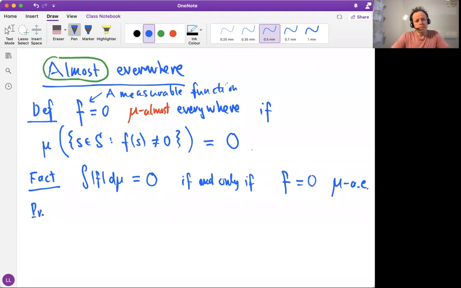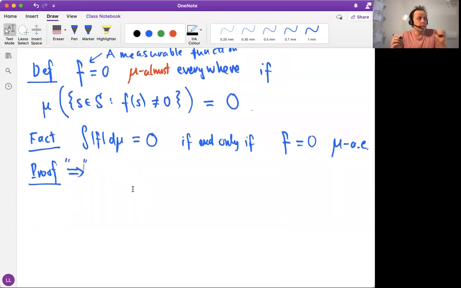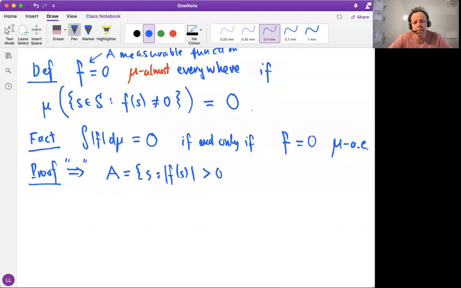The proof. Why is this the case? Let's prove this direction. Let's assume that the integral is 0, and let's prove that then f must be 0 mu almost everywhere. How to prove this one? Well, now we will need to understand a bit of measure theory, but actually it follows quite nicely from monotonicity. So let's denote A as the set of those points for which f is not zero. We could also write it down as the set of points where the absolute value of f is strictly positive. We want to prove that this set A has measure 0.